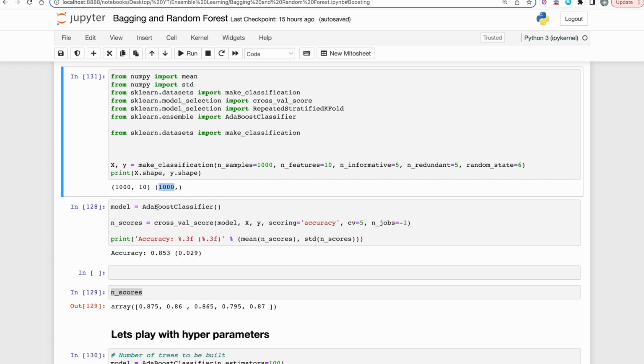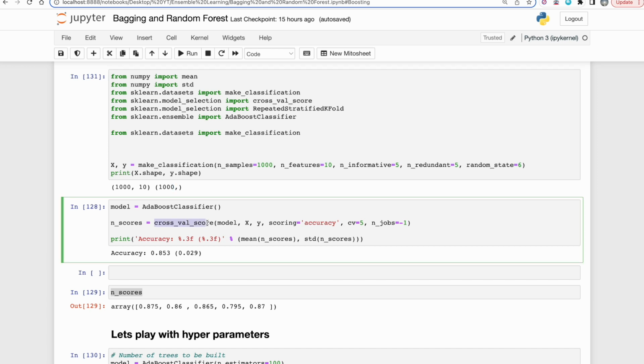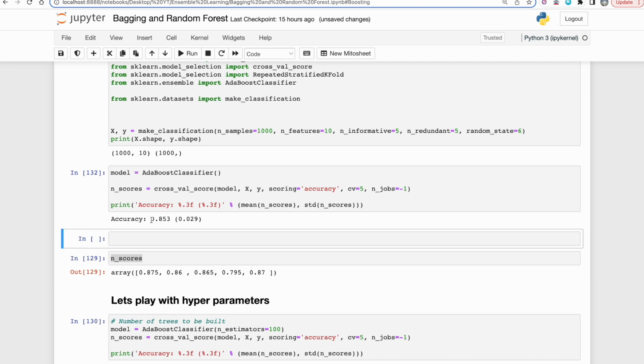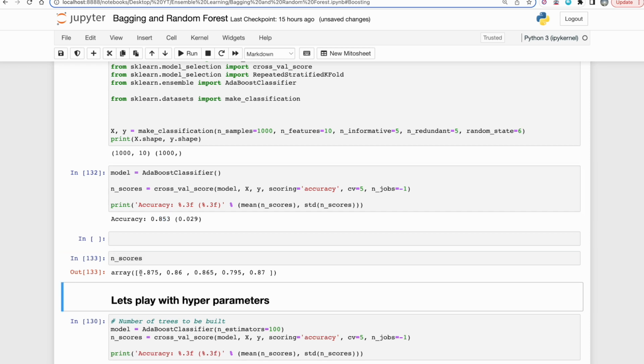I'm initializing my model, AdaBoost classifier over here, okay, and I'm passing it through cross validation. I wanted to see the 5-fold cross validation over here. What is the score? I will run this. Let it come. Okay, the accuracy is 0.85, 85% average accuracy on my 5-fold cross validation. What were the individual scores of those 5 folds?